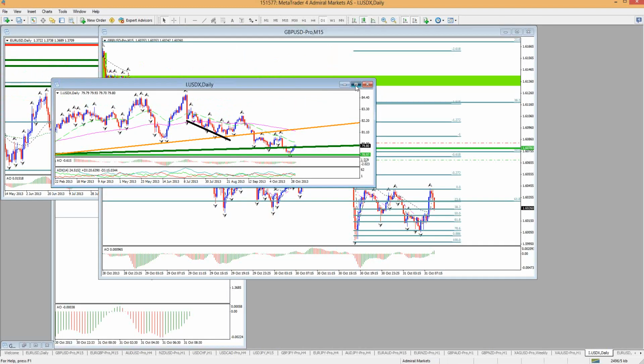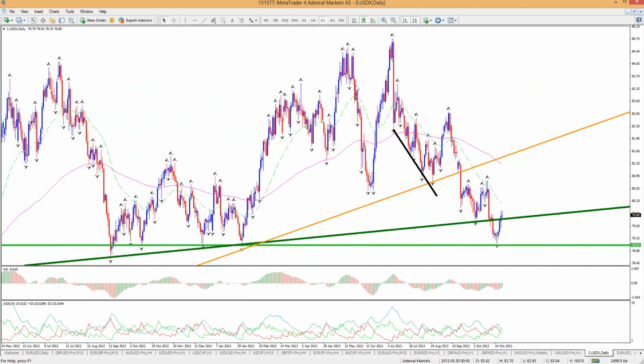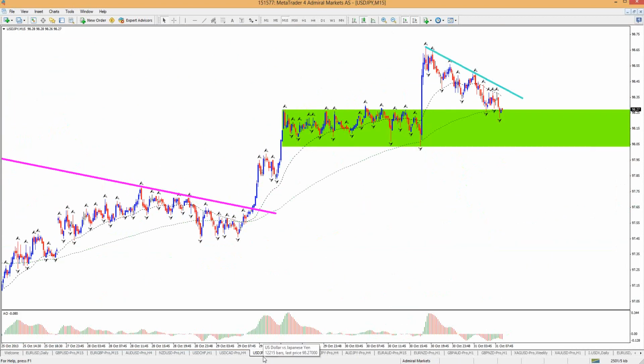So we're getting close to the end here. Does anyone else have a question? Let me just take a look at dollar yen. It's going nowhere. It's quite quiet, right?